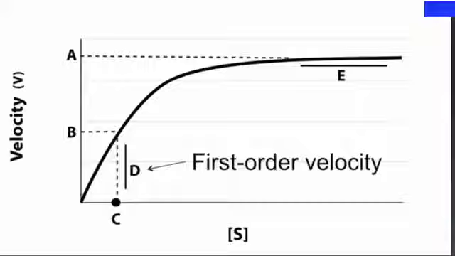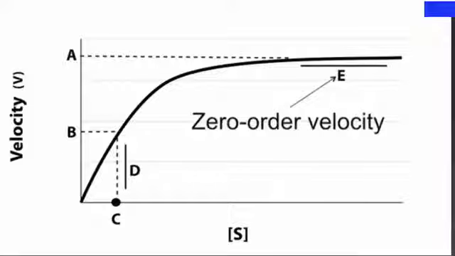D is showing an area of the curve where there is first order velocity. So the velocity of the elimination and metabolism is directly proportional to the concentration of substrate. And then E is showing zero order velocity, where it doesn't matter how much substrate is in the system, it's only going to be metabolized and eliminated at that maximum velocity. You can't change the velocity because it's zero order.